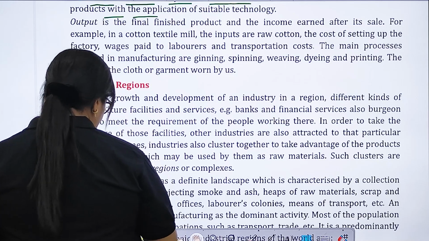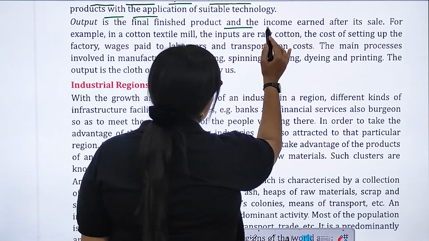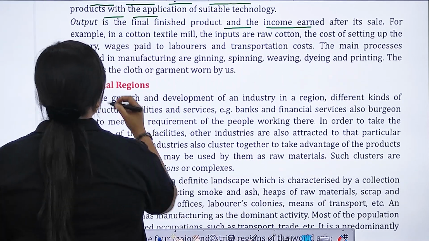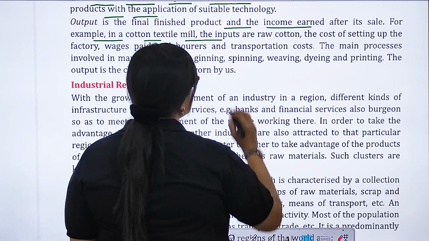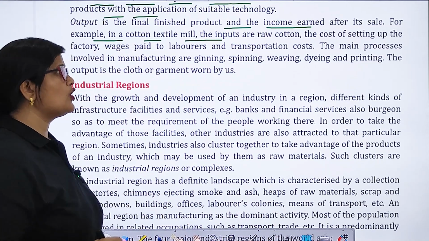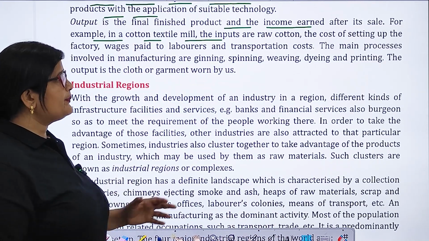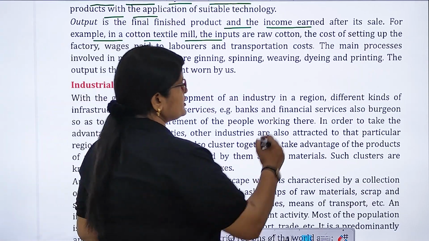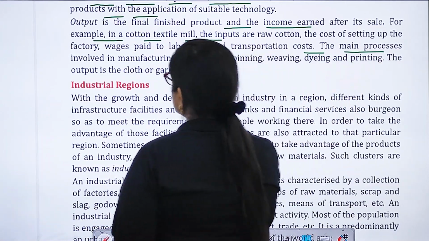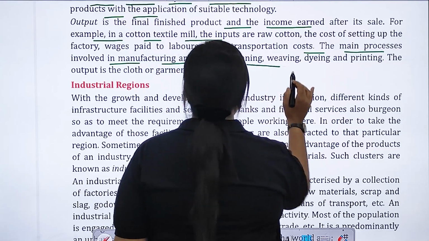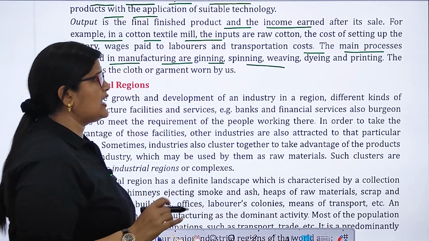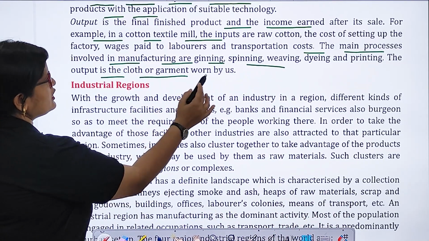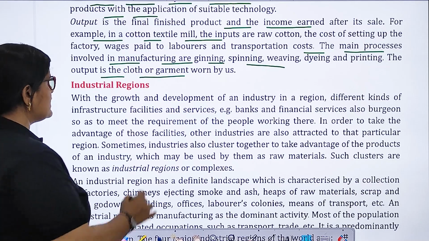Output is the final finished product and the income earned after its sale. For example, in a cotton textile mill, the inputs are raw cotton, the cost of setting up the factory, wages paid to laborers and transportation costs. The main processes involved in manufacturing are ginning, spinning, weaving, dyeing and printing. So the output is the cloth or garment worn by us.